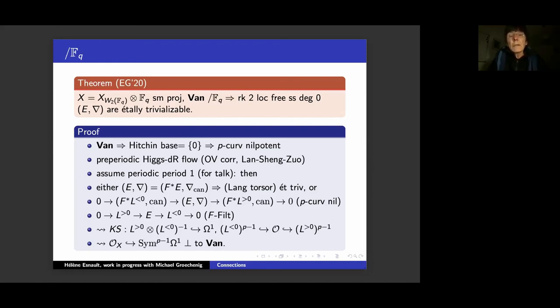We have the theory of pre-periodic Higgs-de Rham flow. And the theorem which is behind, which is due to them and with a bit of addition of Adrian Langer, is that any semi-stable connection of degree zero in characteristic p, defined over a finite field, has a pre-periodic Higgs-de Rham flow.